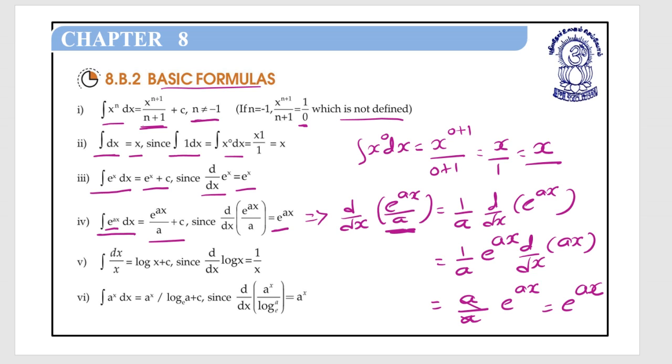Now, next formula, integration of dx by x is equal to log x plus c. So d by dx of log x is equal to 1 upon x, so the integration of 1 upon x is log x. Integration of a raised to x dx is equal to a raised to x upon log a plus c. d by dx of a raised to x upon log a is equal to a raised to x.